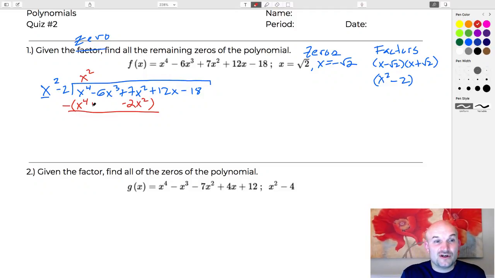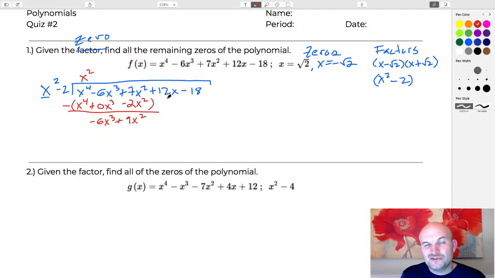You could use a 0 if you wanted to, or a lot of times you just say bring it down. Obviously, x to the fourth minus x to the fourth is just going to be 0. So therefore, we're left with a negative 6x cubed. Here's a big mistake here. It's not 7 minus 2. It's 7 minus a negative 2. So that's going to be a positive 9x squared.